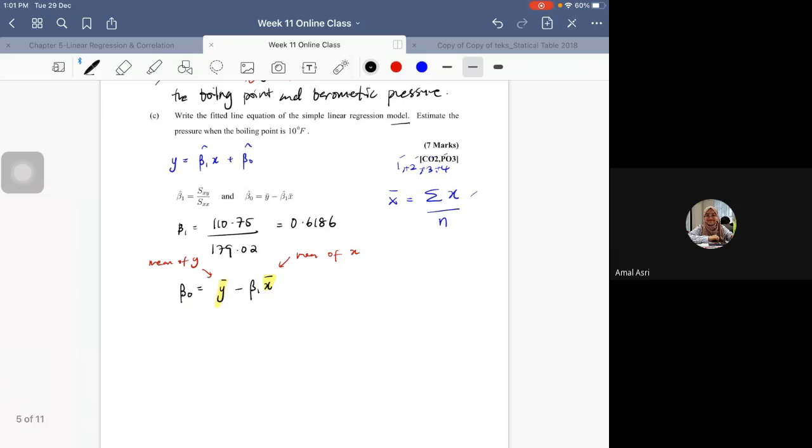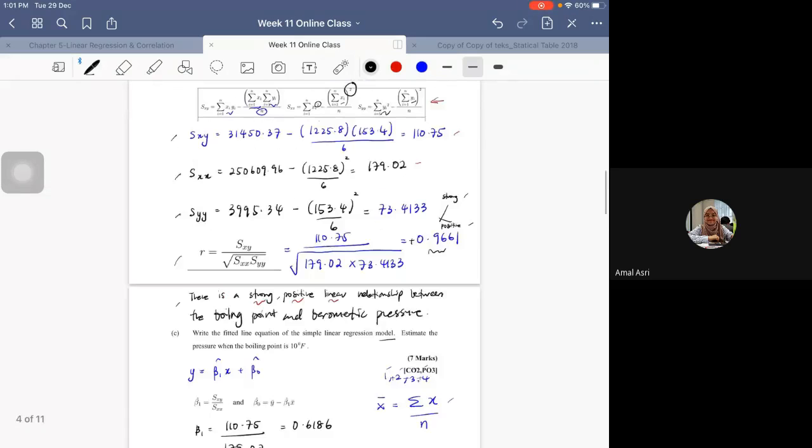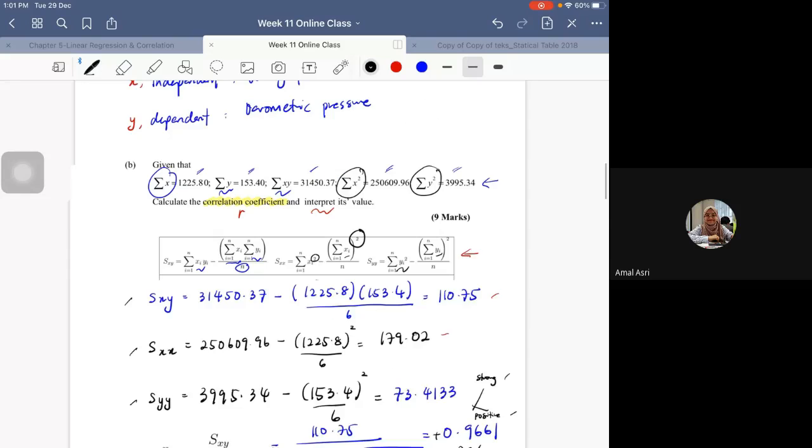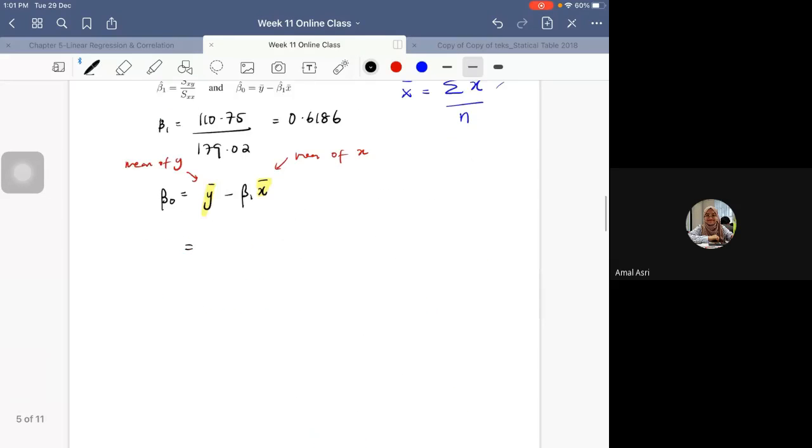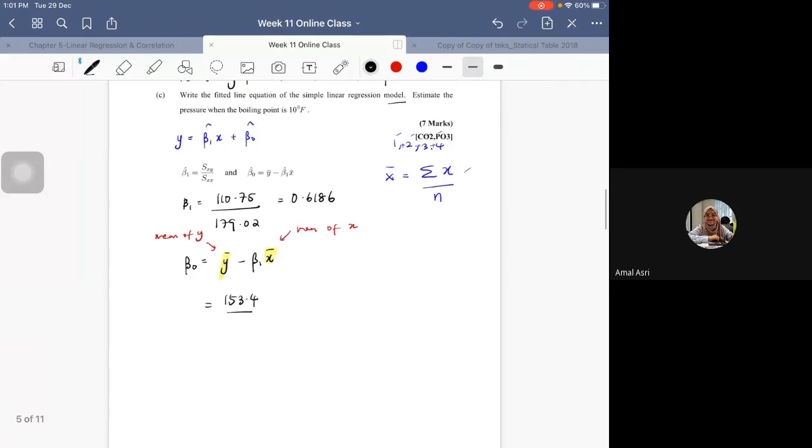So how do I find the mean of y? The sum of y is already given in the question. So this is the sum of y, and it's given by 153.4. So I'm just going to substitute. I'm going to have 153.4, divided by my sample size. According to what we have seen before, there are 6 in the sample size together. So that is going to be our y bar.